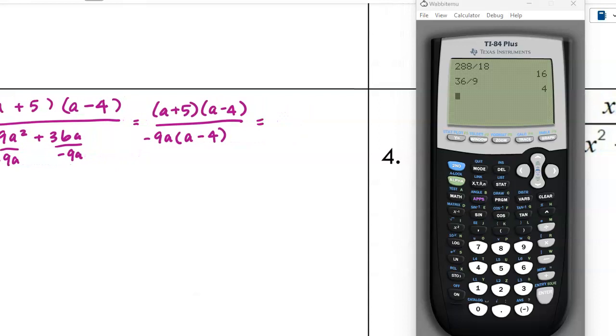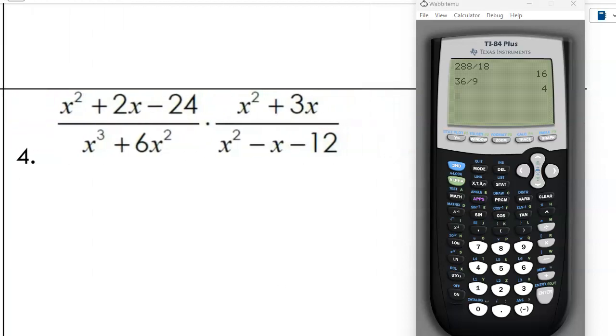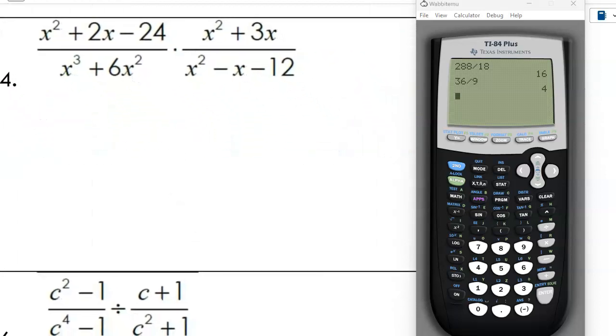And then we could start simplifying, because everything in the numerator and everything in the denominator is in its factored form. Take that out, that out. And so you end up with a plus 5 and a negative 9a in the denominator. Good job, guys.